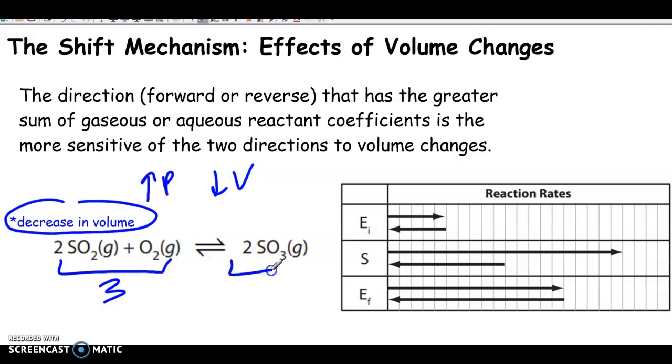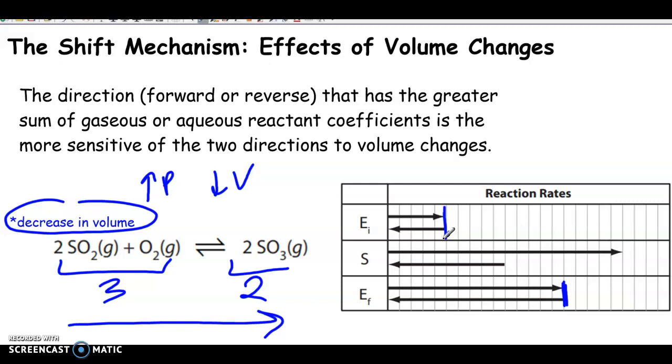But of course, decrease in volume, you compare. So we have 3 versus 2. So if we have less available space, it will shift towards the direction that's going to occupy less space. So in this case, you're going to have a forward shift or a shift to the right, right? The forward rate is going to be going faster. So what ends up happening is, of course, the forward arrow should be larger, but then the end position should be higher than where it was at the beginning.